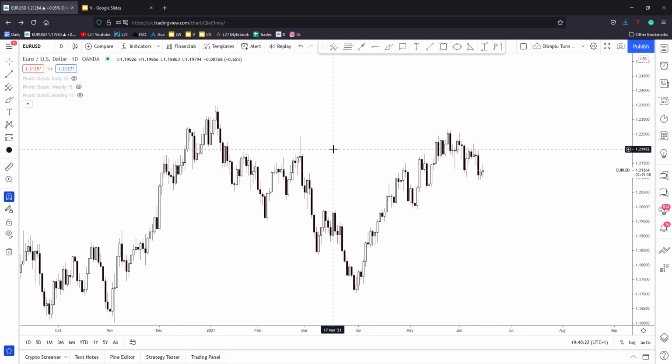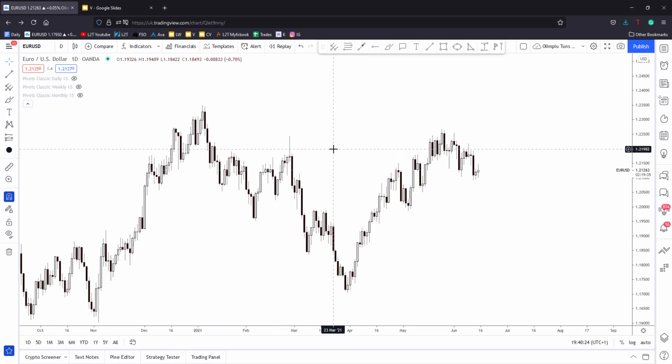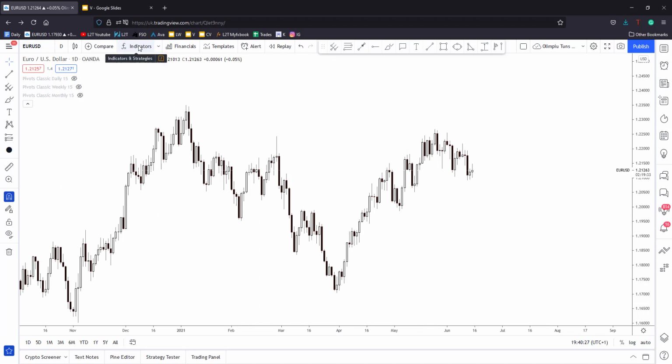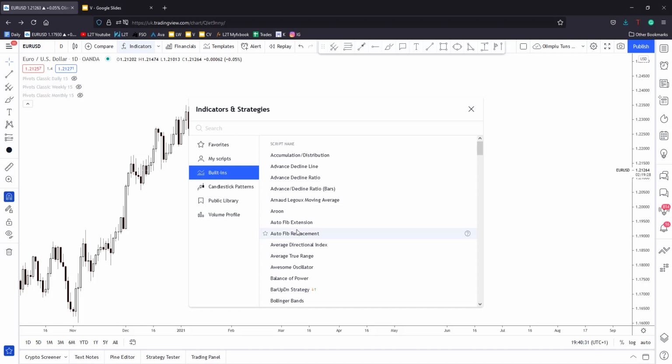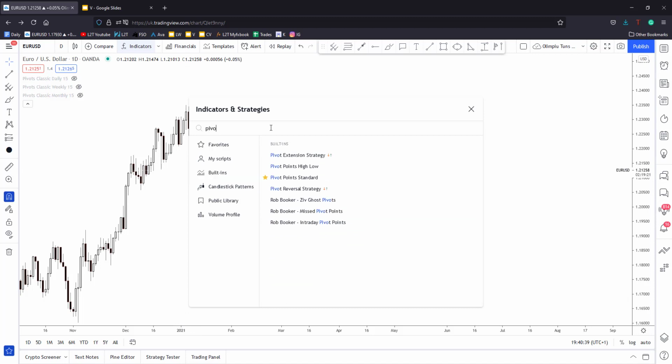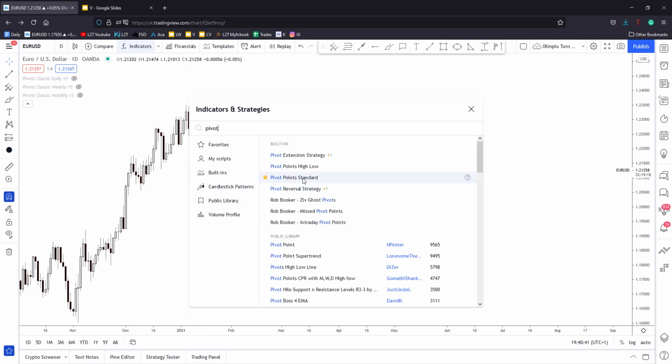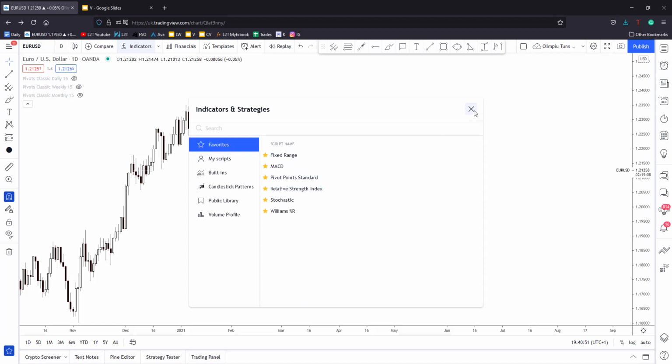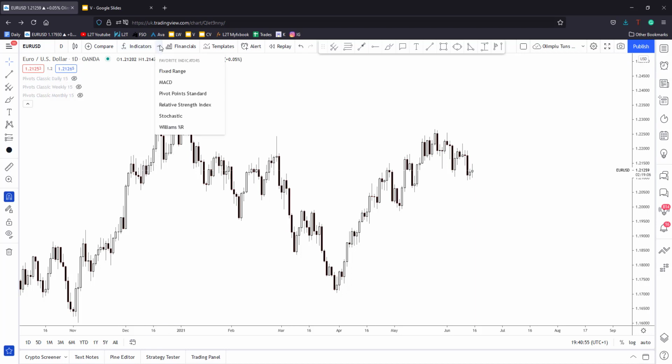I will use the TradingView platform for this trading tutorial, and you will find here at indicators, if you click on indicators, and if you want to add the pivot points, you can go here, built-ins, and type here pivot points, and you can use this one, pivot point standard. I have these pivot point standard as my favorites here, so I will add the pivot points standard from here.